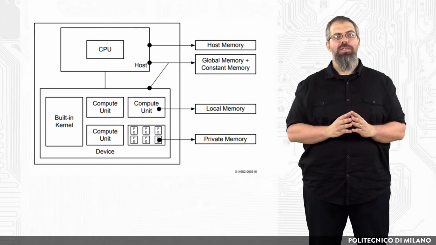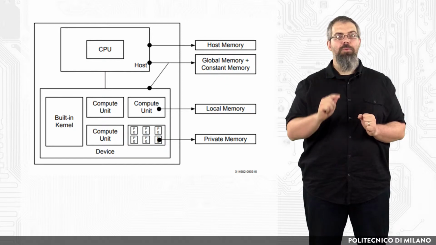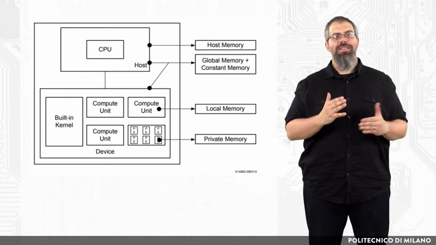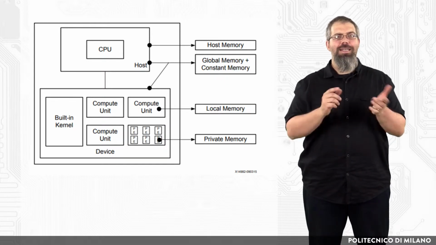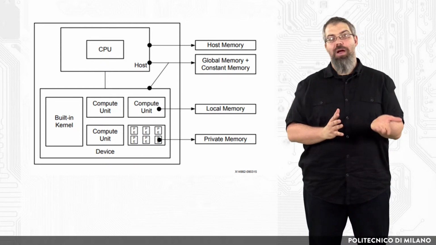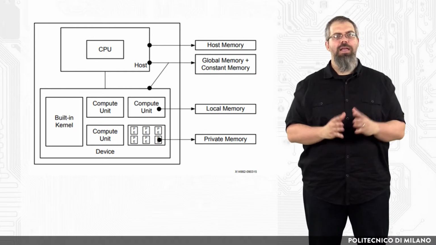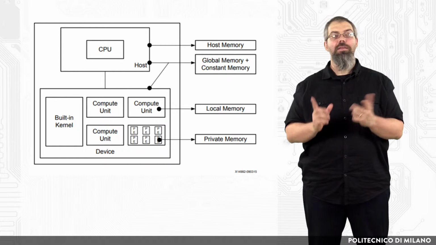Then we have the memories that are accessible from within the device only. These memories are the local one, that is inside each compute unit and accessible by all the processing elements inside the unit, and the private memory. This last memory is personal to each processing element, and only the specific processing element can access it.